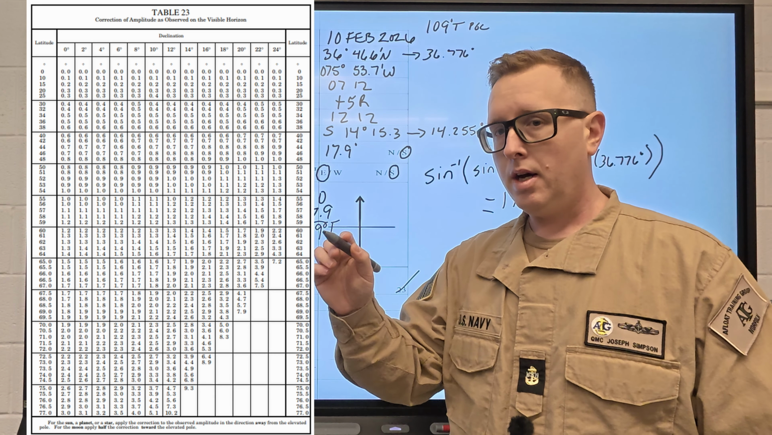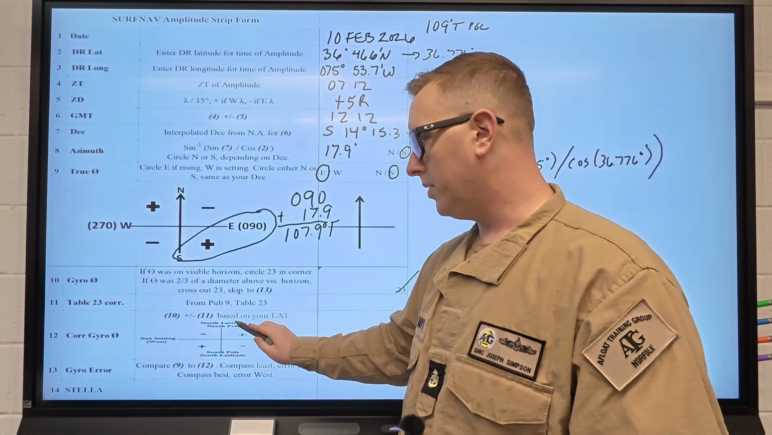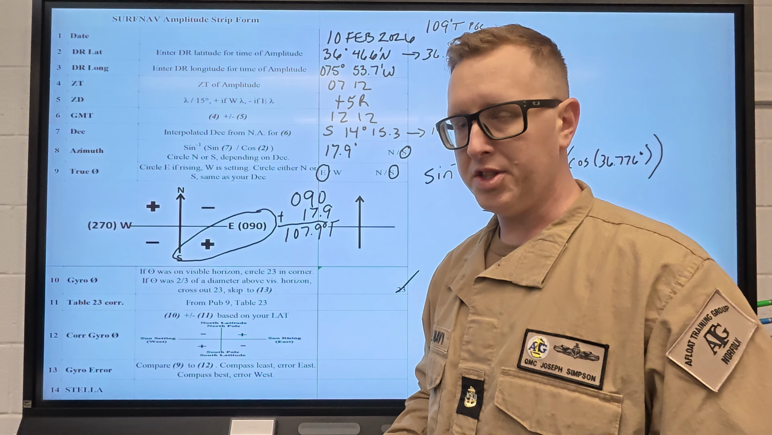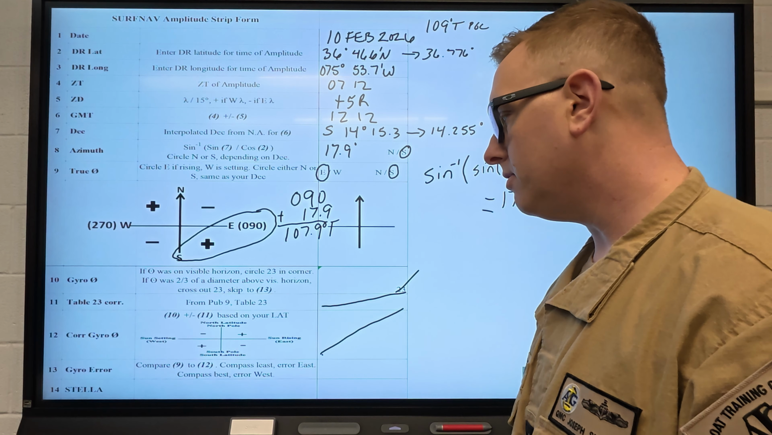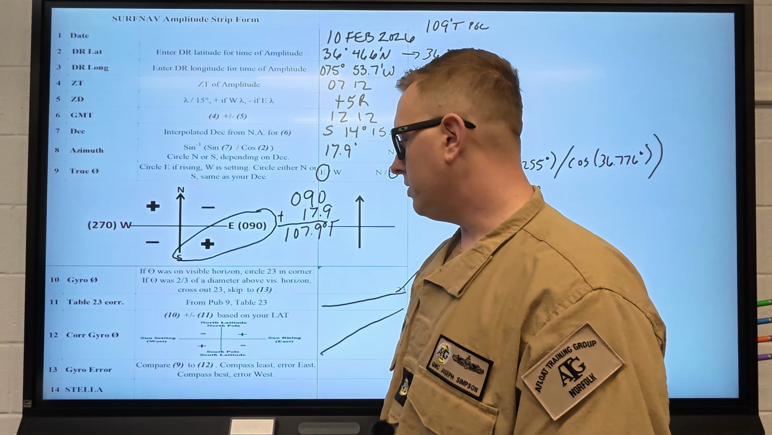For number 11, and number 12 is just either adding or subtracting it based off your northern latitude or southern latitude, rising sun or setting sun. But since I don't have to do it, I'm going to cross it out. I'm going to cross out this one as well, skipping all the way to number 13, which is gyro error. We're going to compare.